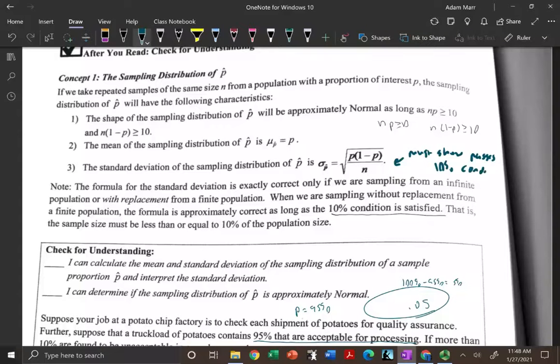So that's what it says right here. The formula for the standard deviation is exactly correct only if we're sampling from an infinite population or with replacement. When we're sampling without replacement from a finite population, the formula is approximately correct as long as the 10% condition is passed. So usually we are sampling from a finite population, so we have to check the 10% condition. That is, the sample size must be less than or equal to 10% of the population size. All right, so let's take a look here.